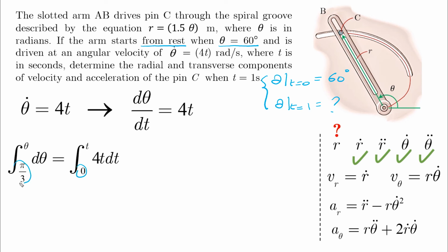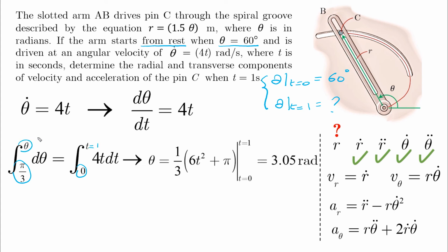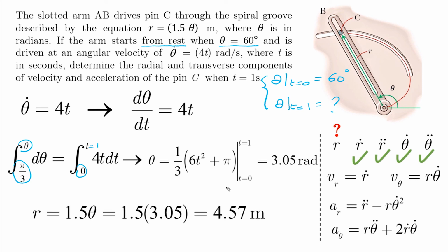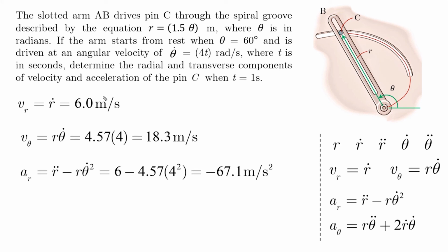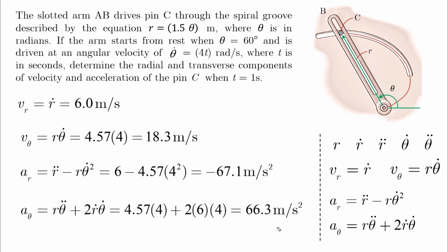By doing that, the only unknown in this integration will be theta when t is equal to 1, and by solving, we will get theta as 3.05 radians. Now that we found theta at t equals 1, we can solve for r, which is 1.5 theta, which is 4.57 meters. And the rest is straightforward. You just need to substitute the values in v_r, v_theta, a_r, and a_theta to find the unknown components.